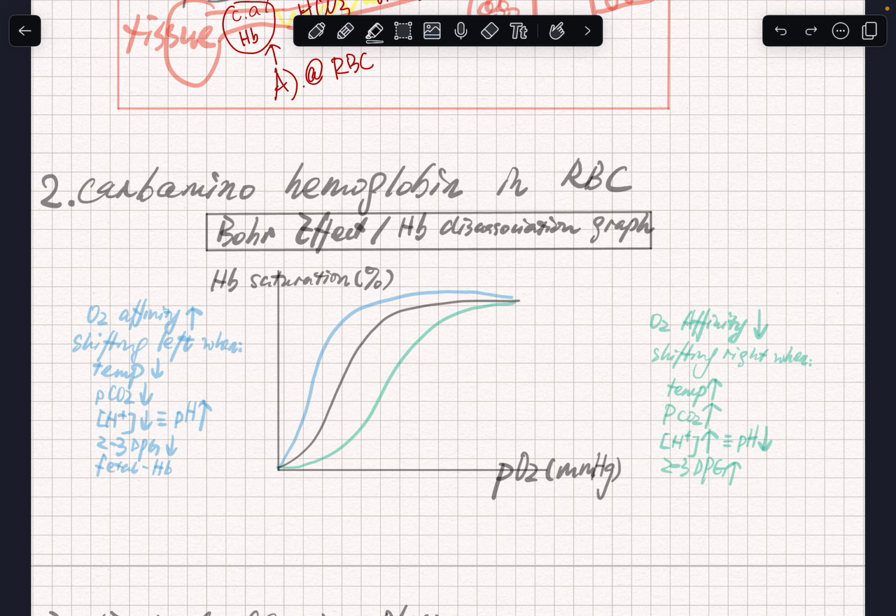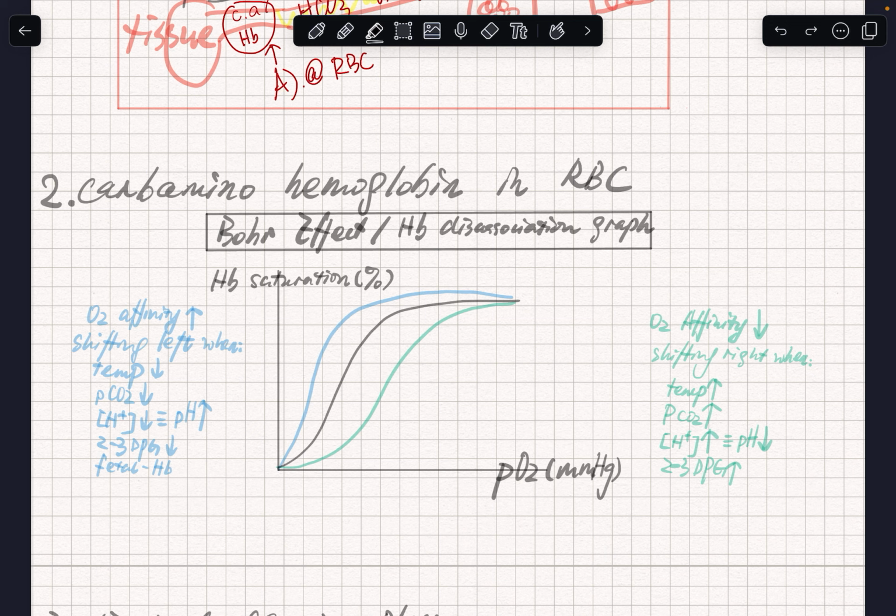But we can always measure the pressure because oxygen is a gas, okay? So the x-axis is the pressure of oxygen, basically the concentration of oxygen. And the y-axis is the hemoglobin saturation, meaning what? Saturated means all the spots are filled, right? We also say enzyme saturation is like the active site is fully occupied. Remember the enzyme kinetic graph? I don't want to further elaborate.